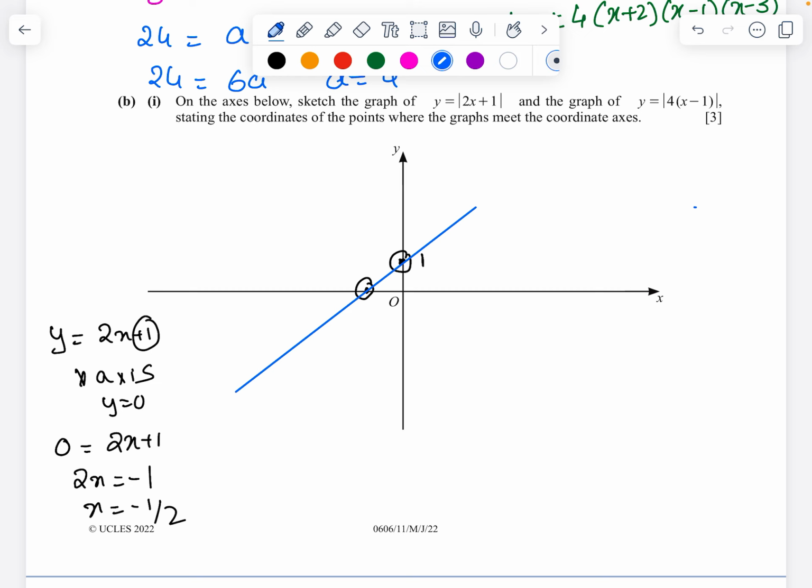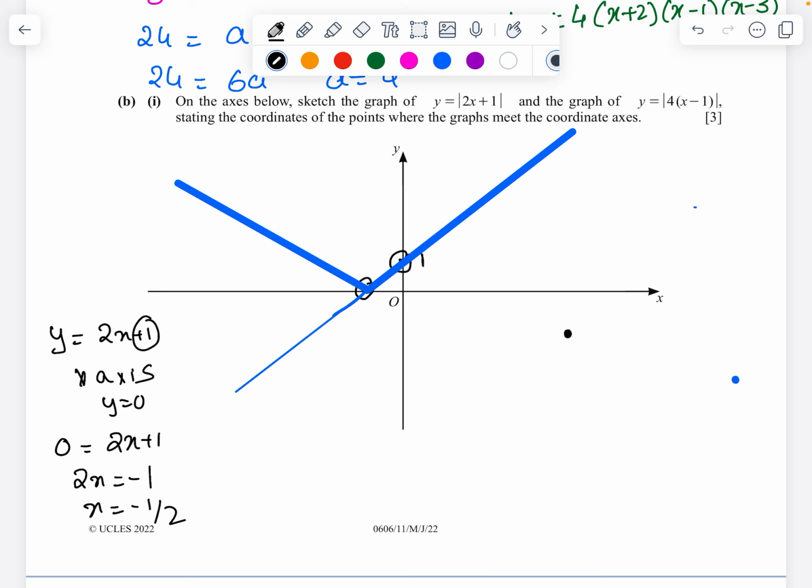So what does absolute value make? Absolute value makes all the equation below the x-axis become reflected above the x-axis. So this one becomes reflected over here. So this one was below the x-axis, it gets reflected over here. So approximately the same slope. That's going to be the graph for the first equation.